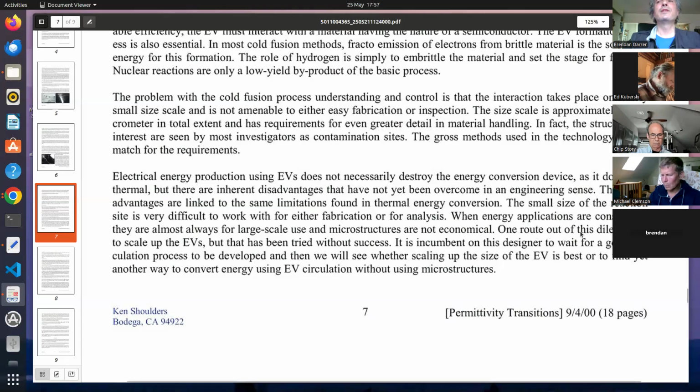One route out of this dilemma is to scale up EVs, but that has been tried without success. It is incumbent on the designer to wait for a good circulation process to be developed, and then we will see whether scaling up the size of the EV is best or to find yet another way to convert energy using EV circulation without using microstructures.